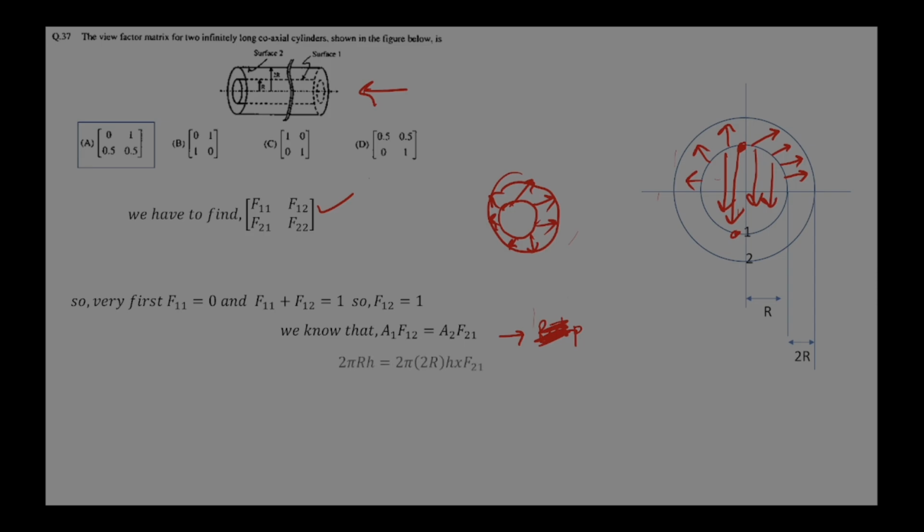So now, putting the values: F12 is 1, A1 is the area of figure 1, A2 is the area of figure 2, and F21. So we will get F21 is 0.5.